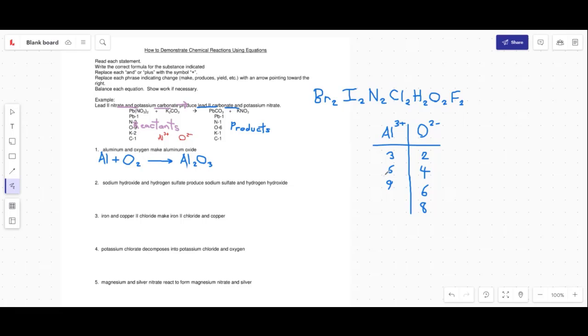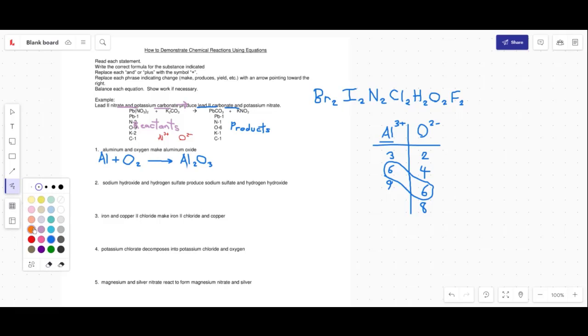So the lowest common multiple you can see is actually 6. That's the lowest multiple they both have. So to get 6, I would need 2 aluminums, because 2 times 3 gives me a positive 6. To get 6 with a negative 2 from oxygen, I need 3 oxygens, because 3 times negative 2 gives me negative 6. So that's why I get Al2O3.